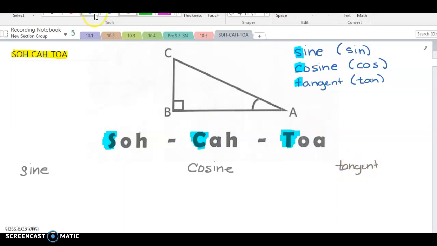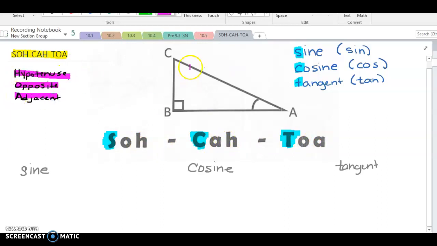Now, if you remember yesterday when we were labeling the sides of the triangles, we labeled the hypotenuse, the opposite side, and the adjacent side. So we had either an H, an O, or an A. If you go back and look in here, we're left with an O and an H, an A and an H, and an O and an A. So each one of these stands for one of the three sides.